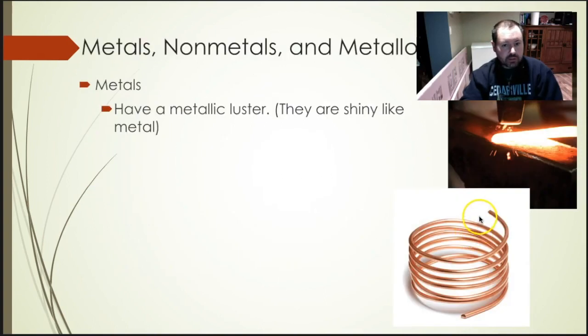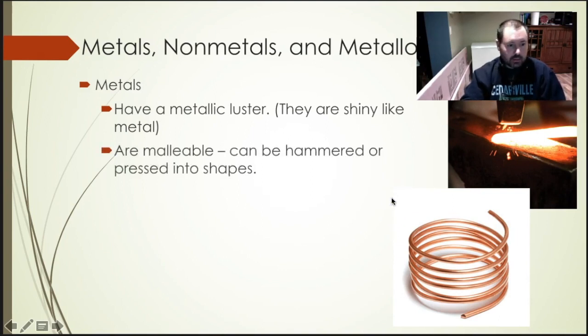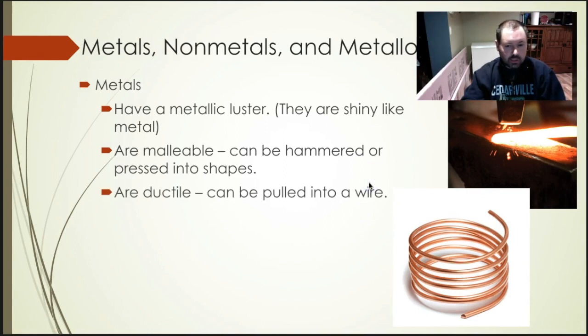Let's talk about metals, nonmetals, and metalloids. First off, metals. Not rocket science here. Metals have a metallic luster. They're shiny. They're malleable, which means you can hammer them into shapes. You can bend them. You can press them into shapes. They're ductile, which means you can pull them into a wire.